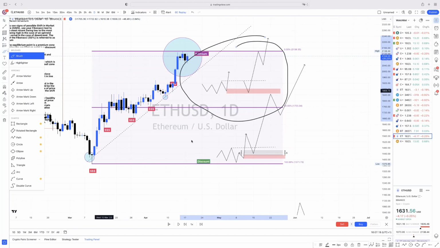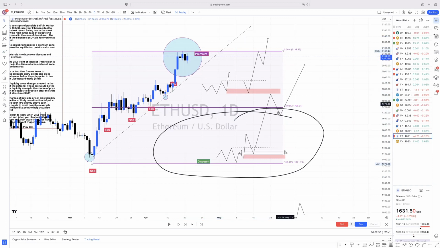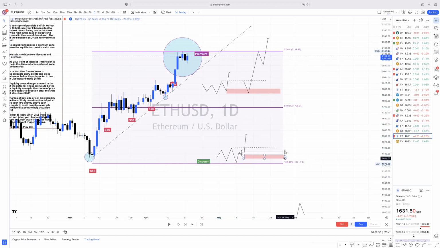However, if what I'm describing happens here in the discount area and I'm looking for a buy, this is the best place to look for a buy. So this is not a good way of taking a buy trade in a premium area. And I hope that you understand this very well.